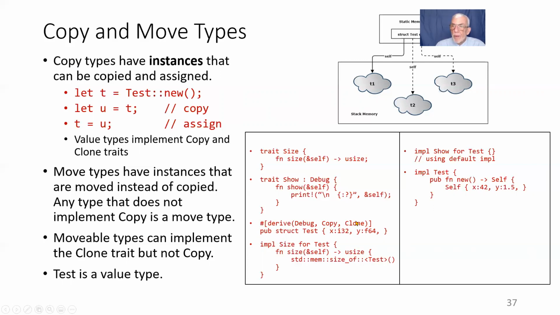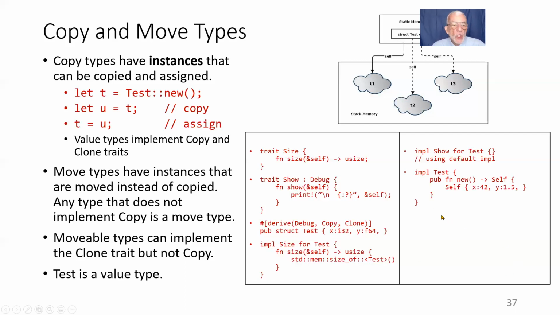Clone is not a marker type. It has a clone method, and if I want to use it, I call it explicitly. And there's a good reason for that. Rust is making sure that I understand when I do something expensive, like making a copy of a long string. The only way I can do it is with clone. And so I'm explicitly aware that that's happening. I'm not silently making a copy under the covers.